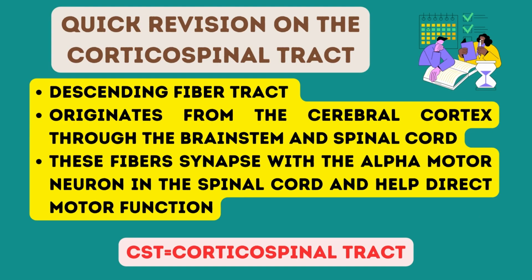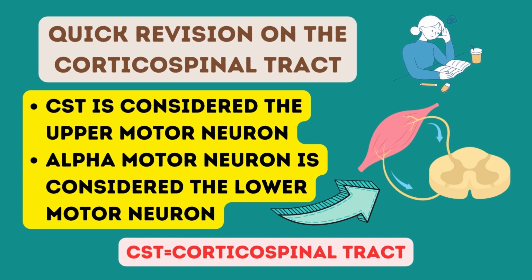But in this video, I will give you a quick overview of the corticospinal tract. The corticospinal tract or CST is a descending fiber tract that originates from the cerebral cortex through the brainstem and spinal cord. These fibers from the CST synapse with the alpha motor neuron in the spinal cord and help direct motor function. You must remember that the CST is considered the upper motor neuron, and the alpha motor neuron is considered the lower motor neuron. So, the key point is any damage along the CST can result in the presence of a Babinski sign.